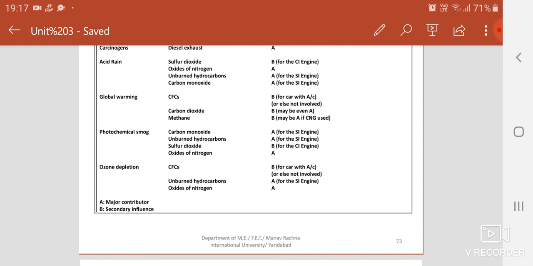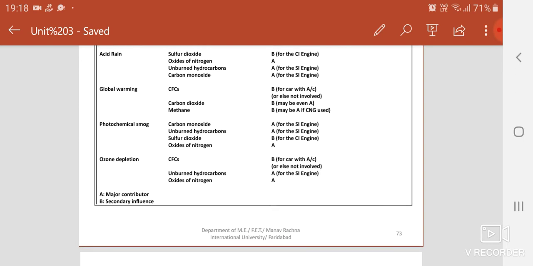Then comes photochemical smog. That comes from carbon monoxide. This is a primary contributor for the SI engine. Carbon monoxide creates a lot of smog in Delhi. You know what is smog? Smog is an environment you find before winter or during winter. You see the whole sky in Delhi remains hazy. You cannot see even a small distance in the tremendous haziness. This is due to smog.